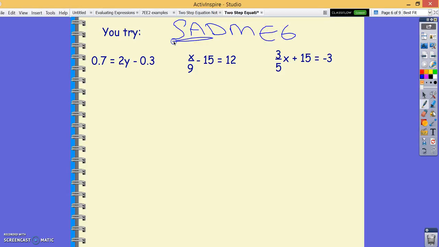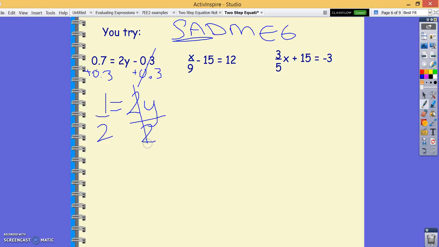I see a subtract or add I could get rid of. It's minus 0.3 right now. To do the inverse of that, to reverse it, I'm going to add 0.3 over here and add 0.3 over here. Now, positive and negative 0.3 is going to cancel off, and then I have 0.7 plus 0.3, which is 1. 1 equals 2y. Now, y is being multiplied by 2, so I'm going to divide by 2.